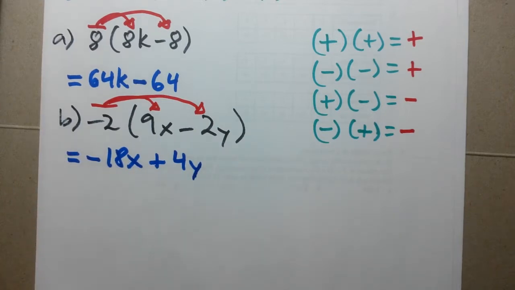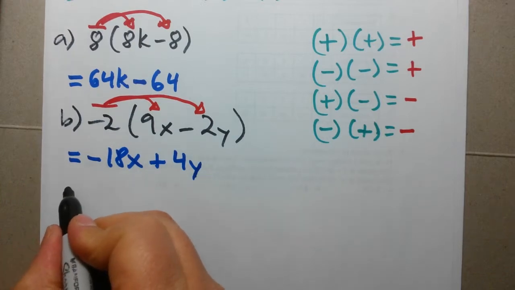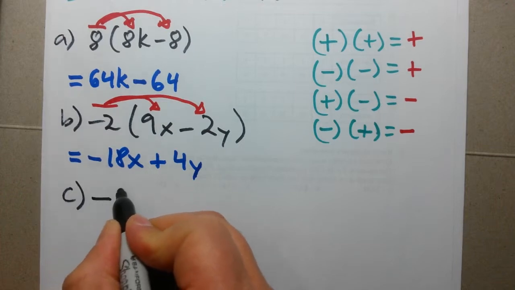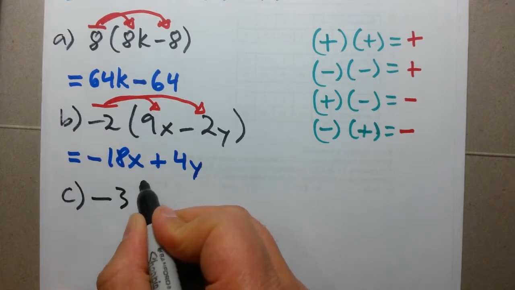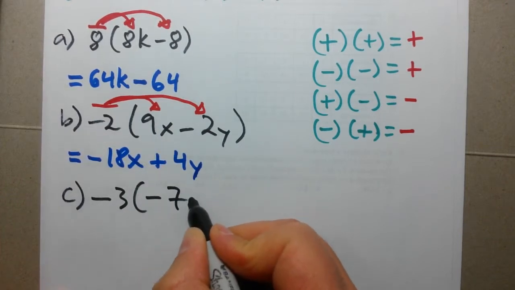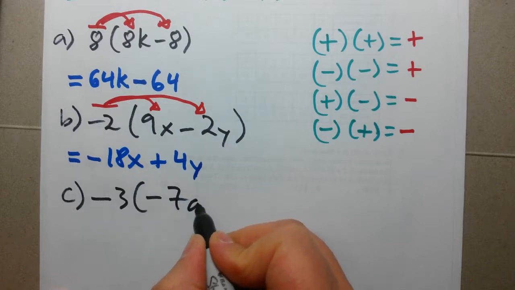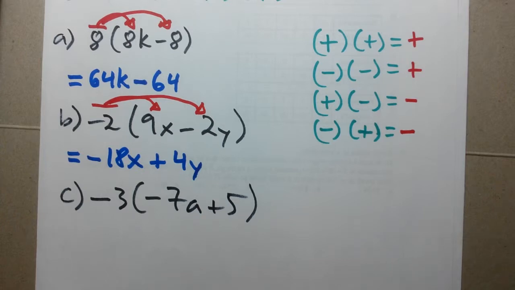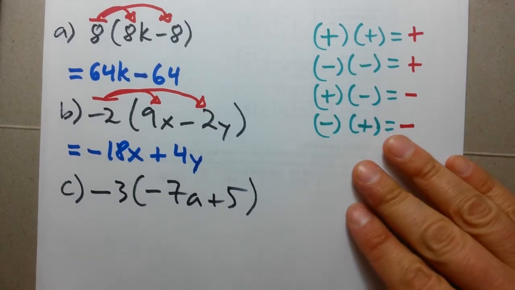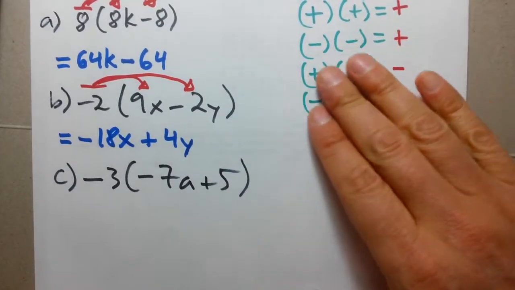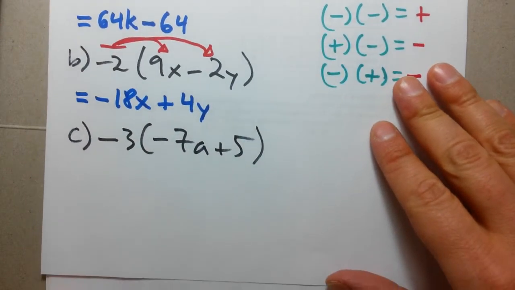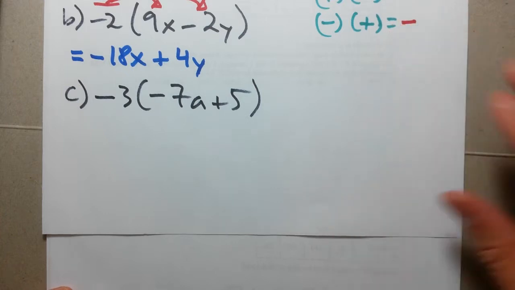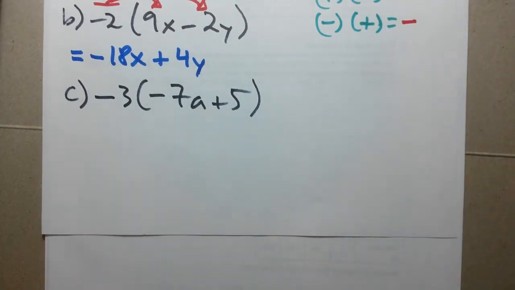Let's look at a few more examples. We have example C. It's negative 3 times, open bracket, negative 7a plus 5, close bracket. Once again, you can pause the video. I'm just going to move this up. You can write this down in your notes as well as a reminder, but with time and practice you get better at it. And okay, let's start looking at this example here.